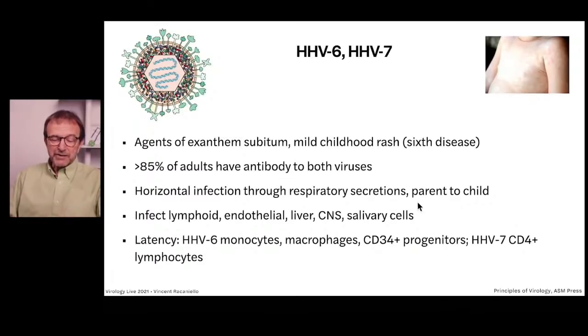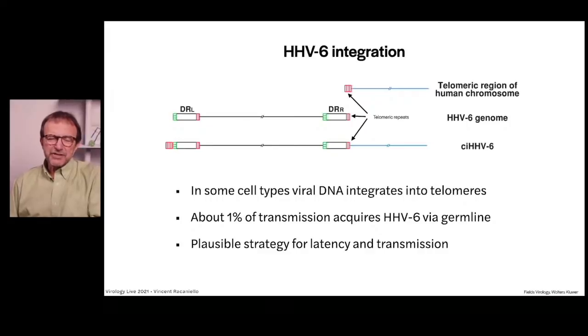Respiratory secretions, parent to child, is the way they're transmitted. These viruses infect a variety of cells, and they become latent, well, for HHV6 in monocytes and macrophages and progenitors of stem cells, essentially, and for 7 in CD4 positive lymphocytes. So different cells in both cases are the sites of latency. But what I want to tell you about, and these are rather mild infections, is that, at least for HHV6, in some cell types, the DNA integrates into telomeres.